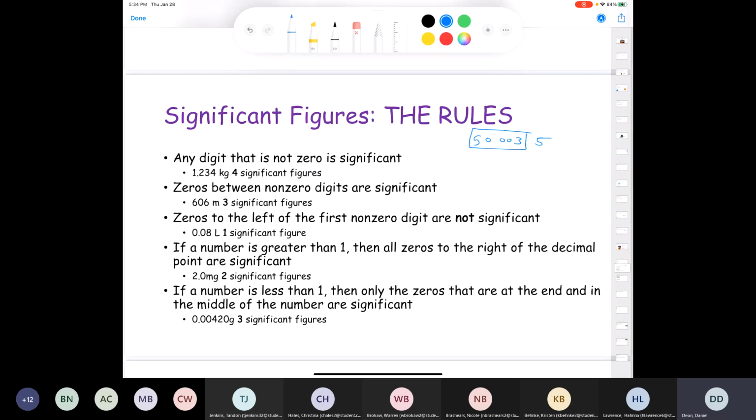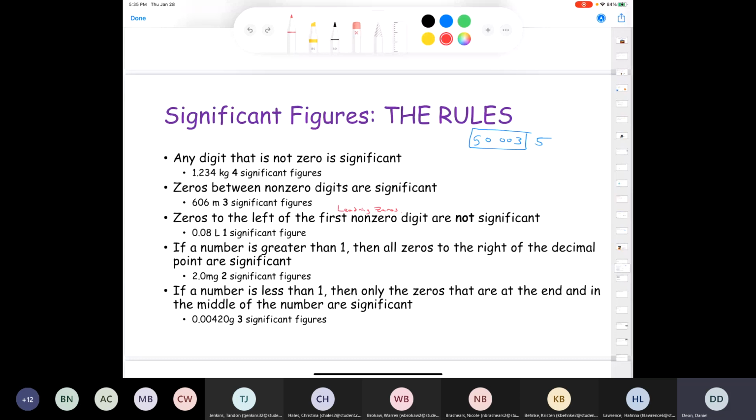If you have zeros to the left of a non-zero digit, they are not significant. Sometimes we call those leading zeros. You can write that in here. Leading zeros, zeros that begin a number, are not significant. So if I have 0.08, since these two zeros are to the left of a non-zero, right? Because 8 is a non-zero, I only have one significant figure in that number.